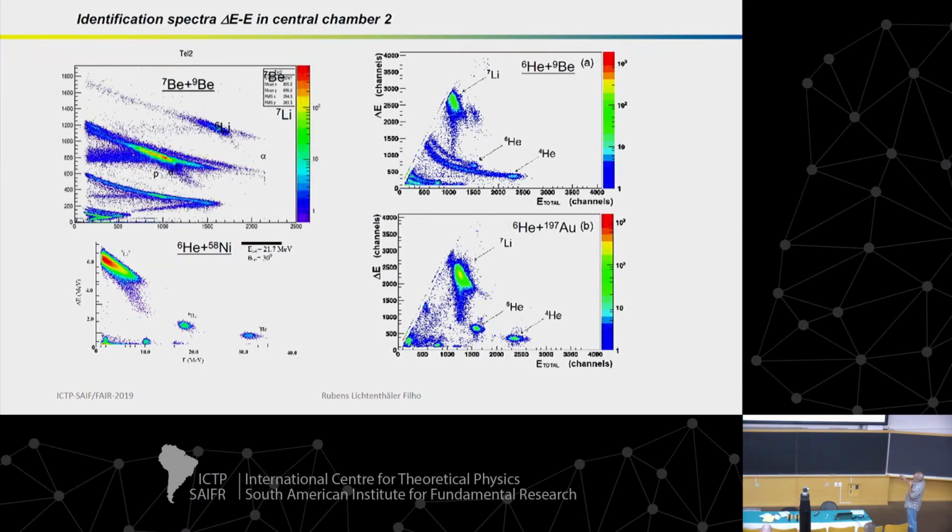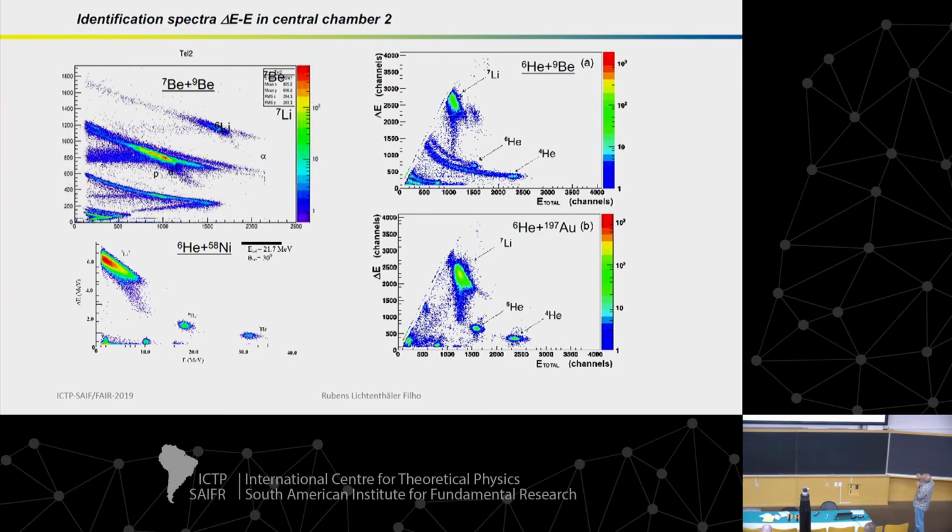Here I present more spectra of different beams. Here's the beryllium 7 beam. Here, the helium 6 beam. And you see the difference if you use a gold target. The gold target just scatters the secondary beam, so you just see what you have in the secondary beam.